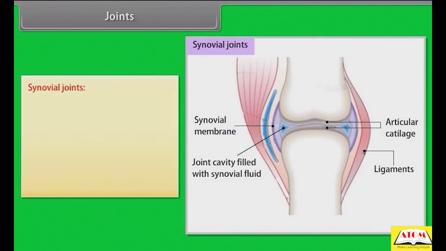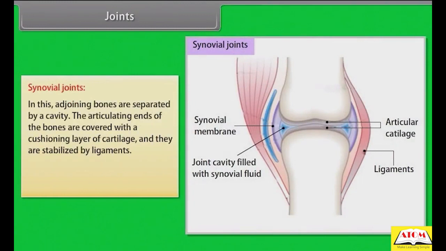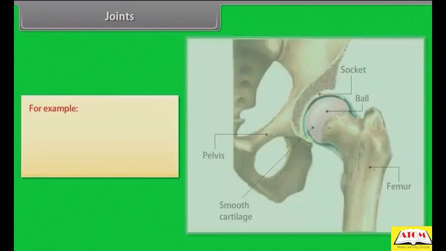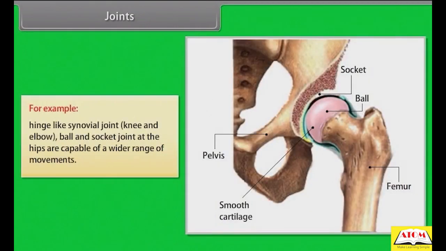Synovial joints. In this, adjoining bones are separated by a cavity. The articulating ends of the bones are covered with a cushiony layer of cartilage, and they are stabilized by ligaments. Synovial joints are built to allow movement. For example, hinge-like synovial joints such as knee and elbow, and the ball and socket joint at the hips are capable of a wider range of movements.